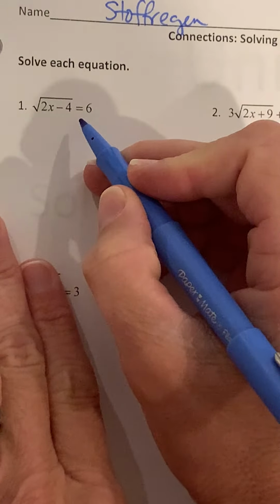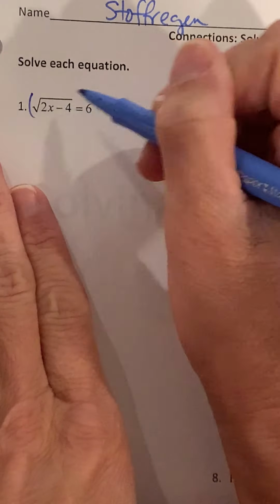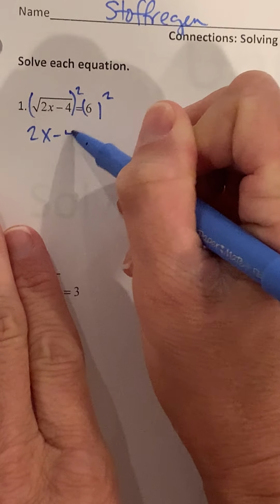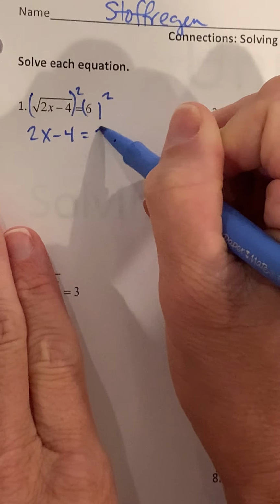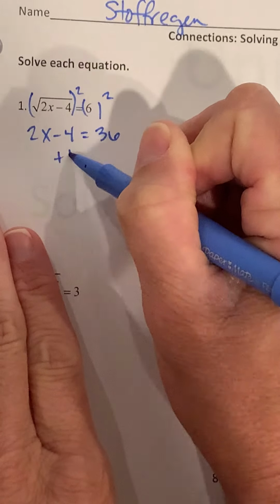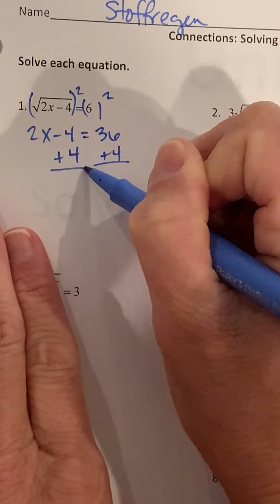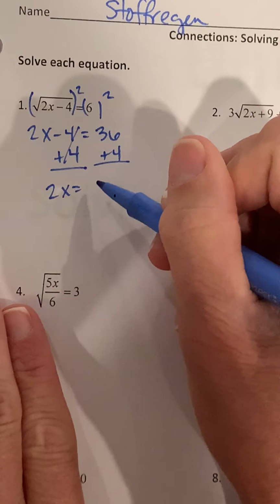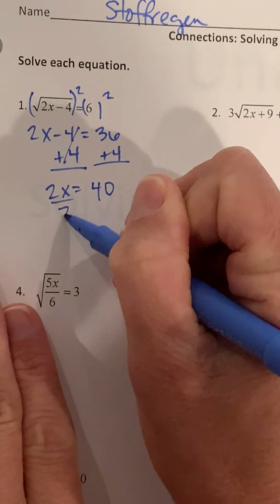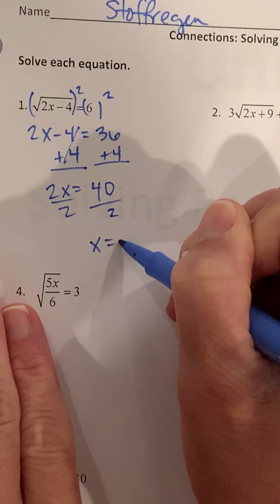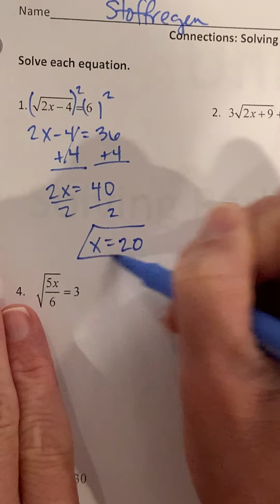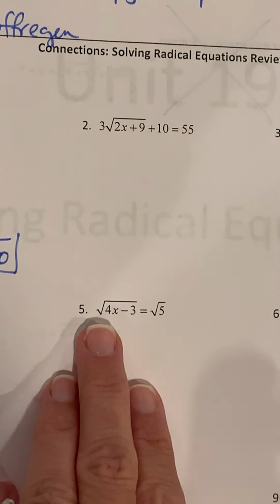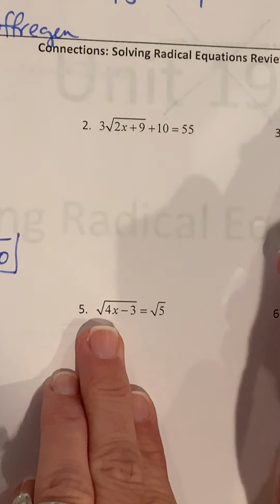All right. Number 1: the radical by itself is isolated, so we're going to square both sides. And so you get 2x minus 4 equals 6 times 6 is 36. Then you are going to add a 4 to both sides. And you get 2x equals, what is 36 plus 4? Yes, 40. Divide by 2. And x is 20. Y'all good? Check. Good job.